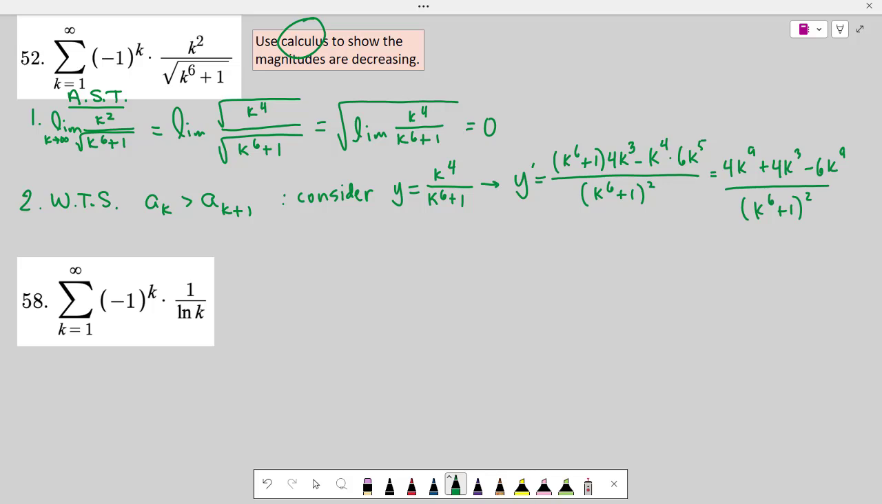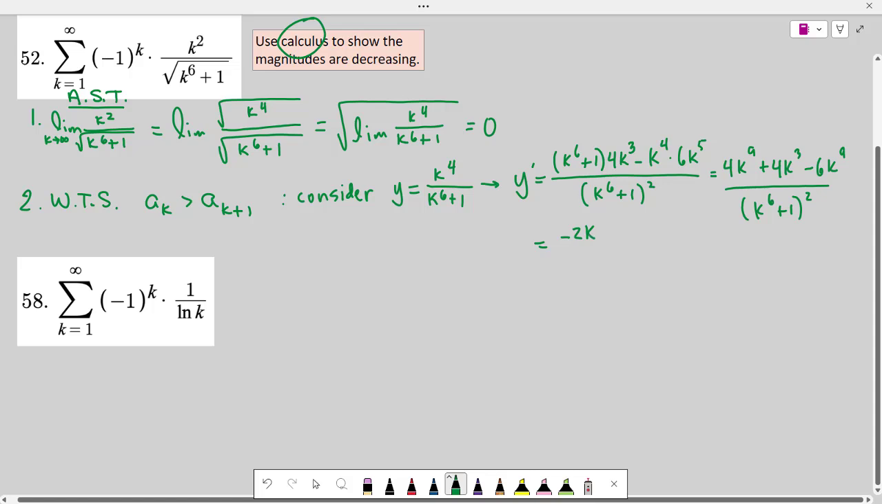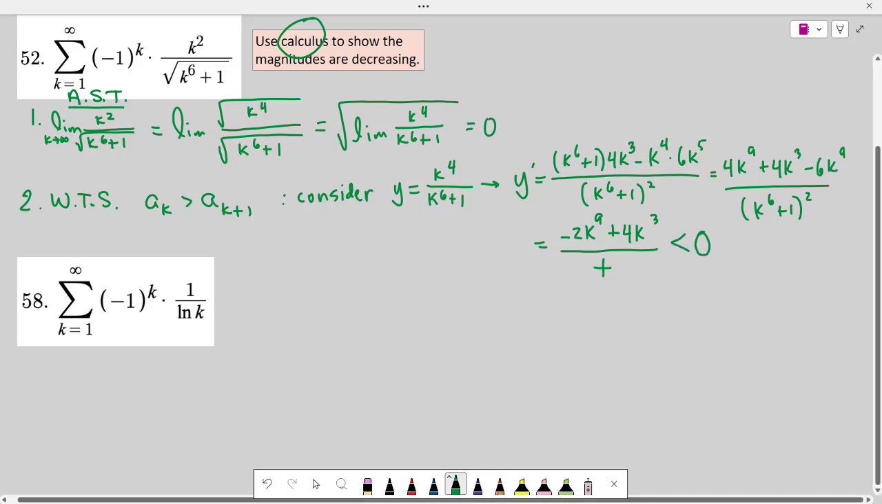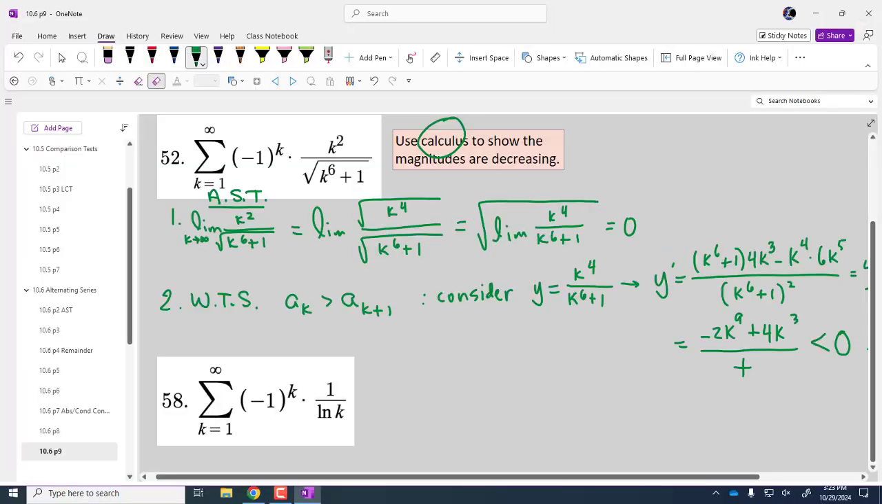Okay, so do you see that we get negative 2k to the 9th plus 4k cubed over this? You agree the denominator is positive, right? Yep. So over a positive number. Isn't the numerator negative? This term, k to the 9th, dominates that numerator, so whatever its coefficient is will dictate whether the numerator is positive or negative. So the denominator is positive, the numerator is negative, this is less than 0, therefore decreasing. So that tells us then that the series converges.